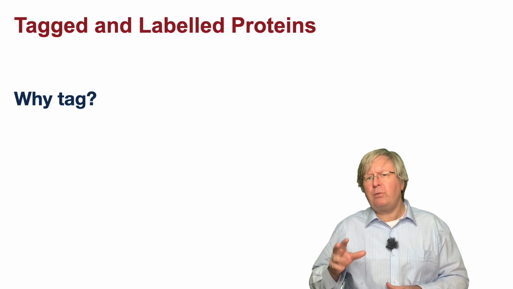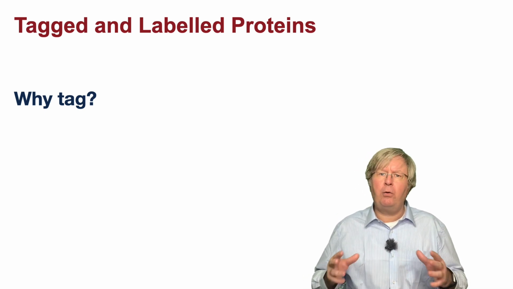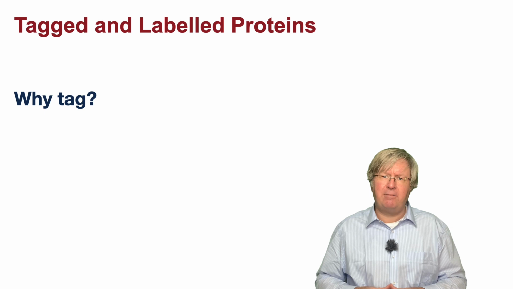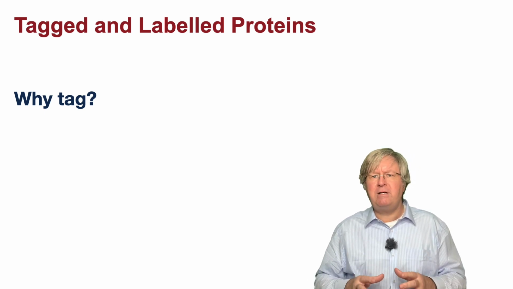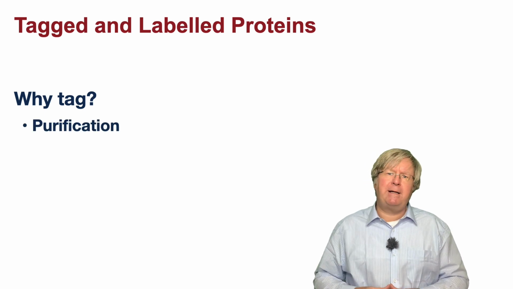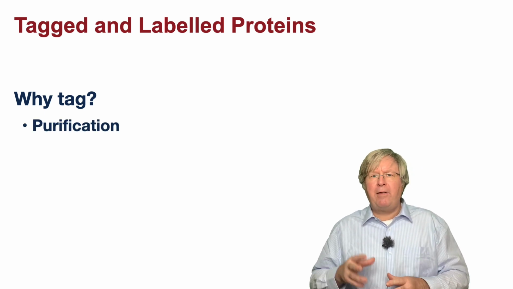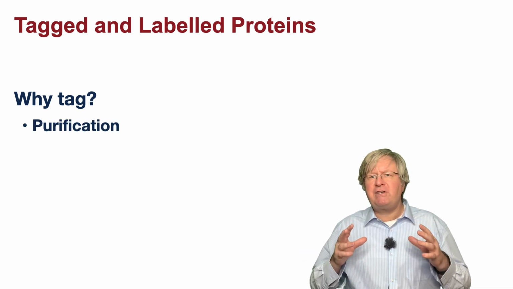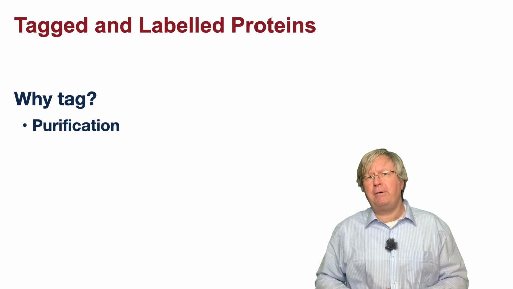However, the cells we use to produce the proteins will also be making the proteins they need to live. And this means that our protein will be mixed in with all of theirs. So we need a way to purify it. And that is where the tag or label comes in. It gives us a handle by which we can purify our protein.